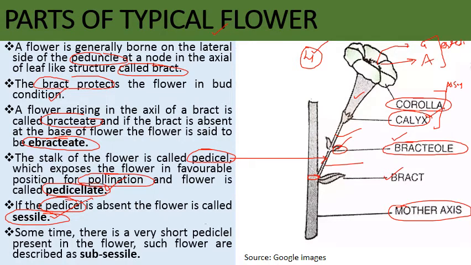Sometimes there is a very short pedicel present in the flower. Such flowers are known as sub-sessile flowers. Aise flowers ko sub-sessile flower kehte hain.